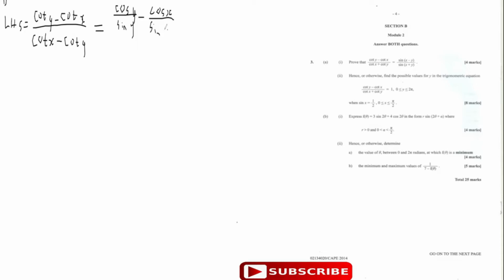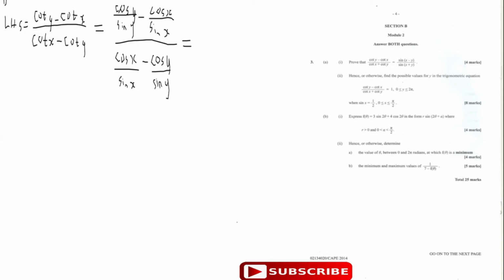And all of this is being divided by cot x, which is really cos x over sine x, minus cos y over sine y. Now that we do that, this is going to be equal to, simplify what is this now.